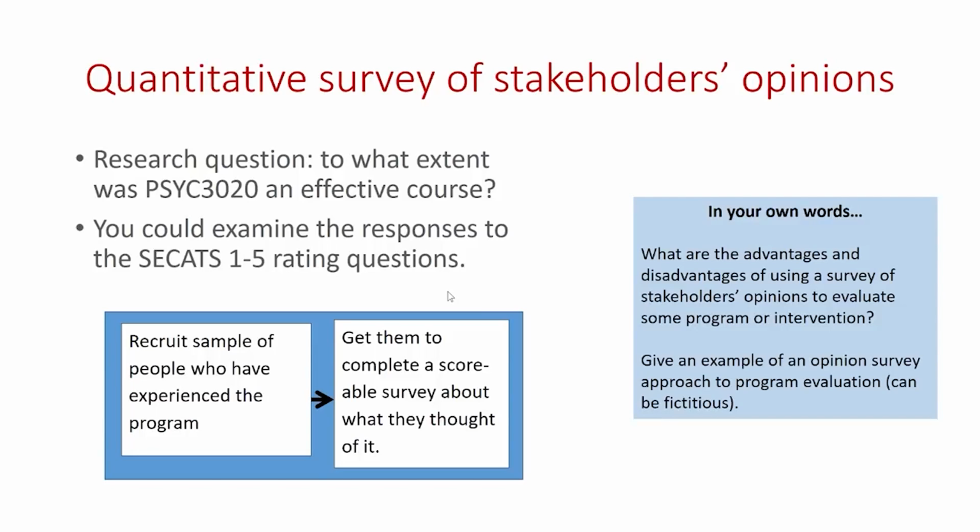In your own words, what are the advantages and disadvantages of using a survey of stakeholders' opinions to evaluate some program or intervention? Advantages: it's much easier to do this than any of the quasi-experimental or experimental ways of evaluating performance. I have done that for courses as well, but obviously the hard bit there is getting an appropriate control group. So it's much easier just to ask you what you thought.